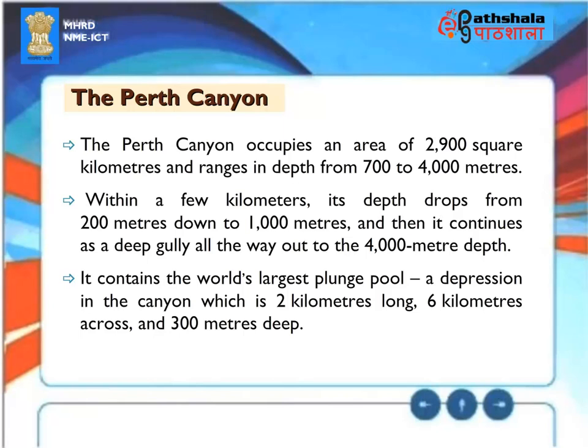The Perth Canyon occupies an area of 2,900 square kilometers and ranges in depth from 700 to 4,000 meters. Within a few kilometers, its depth drops from 200 meters down to 1,000 meters, and then it continues as a deep gully all the way out to the 4,000 meter depth. It contains the world's largest plunge pool, a depression in the canyon which is 2 kilometers long, 6 kilometers across, and 300 meters deep.